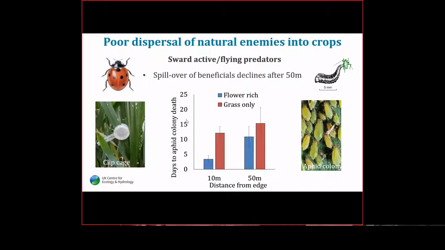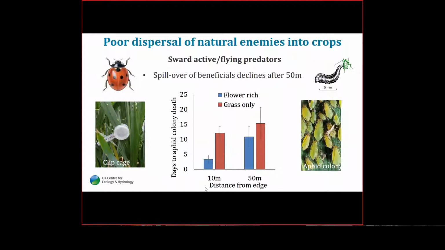And the diagram shows that for the grass-only margins, the red bars, the axis is the days to aphid colony death. So, how long were those colonies surviving? And basically, next to the grass margins, the colonies were lasting upwards of 10 up to 15 days. So they were doing okay, and they didn't seem to be reducing. And there was no real difference at the distance into the crop. So that's telling us there was not brilliant control of aphids from those grass margins.